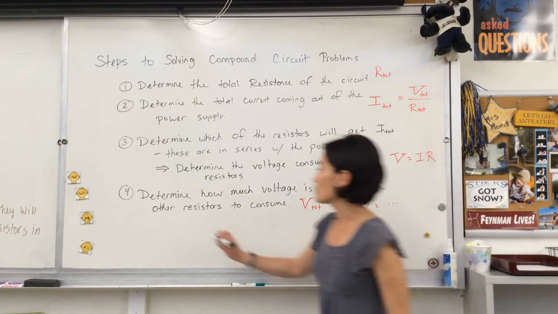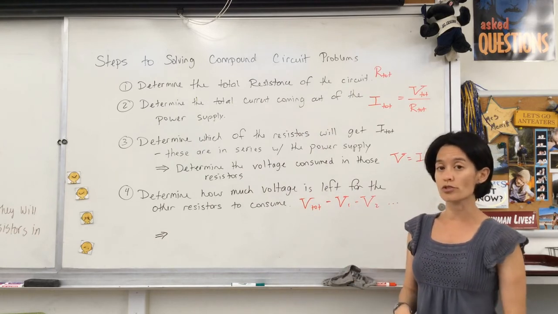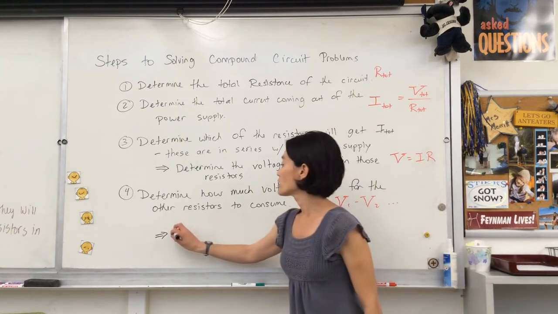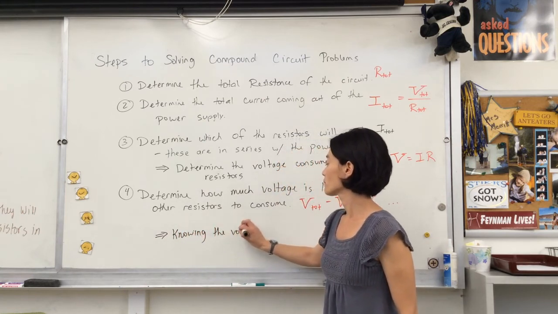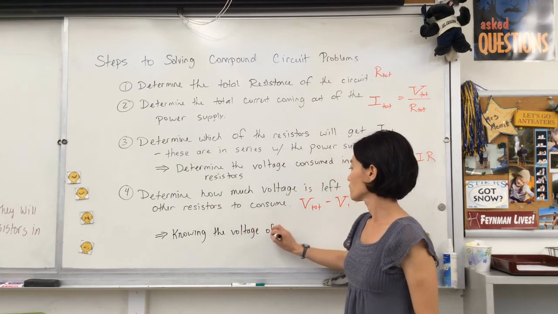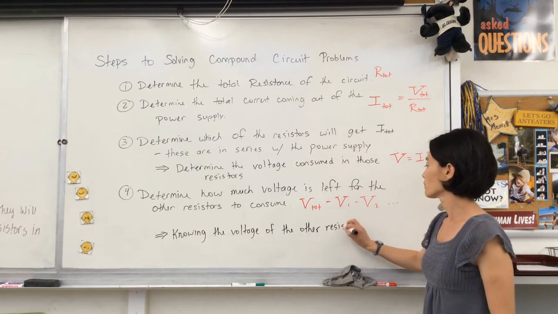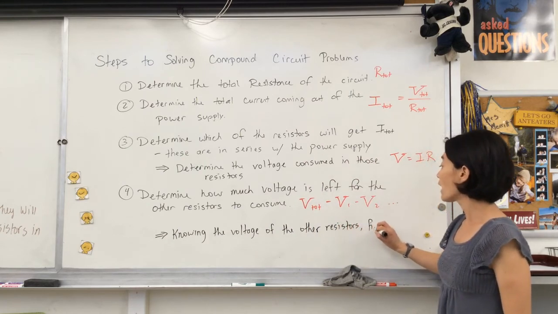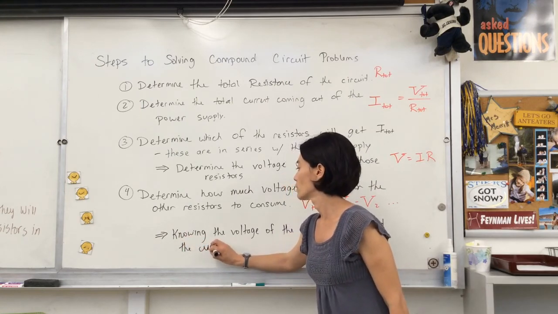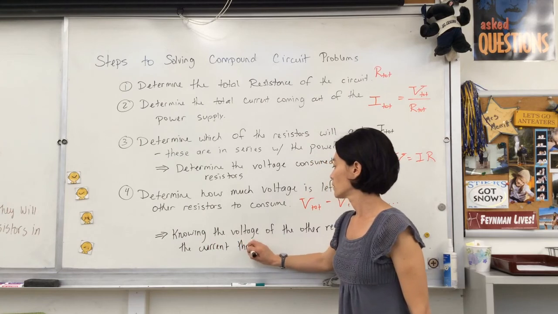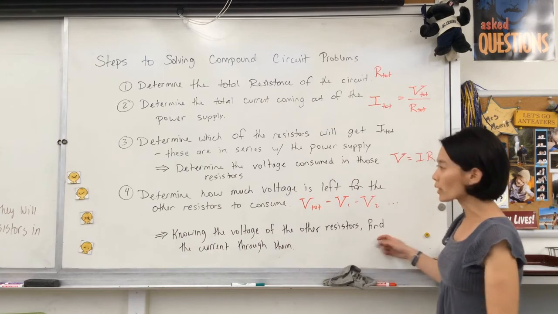And then the last step from here is, once you know the voltage for those resistors, you can find the current. So knowing the voltage of these other resistors, find the current through them. And so we're going to go back to Ohm's law.